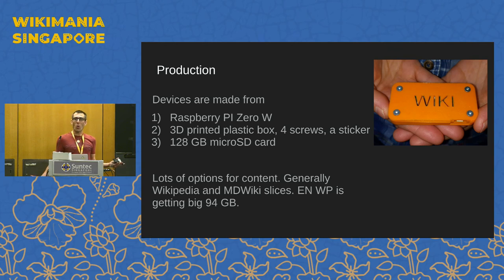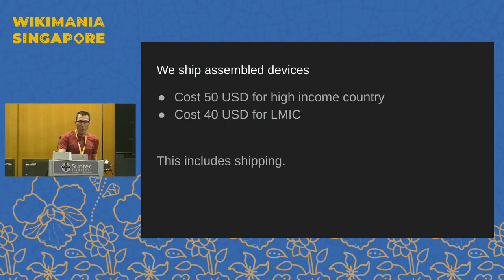We put a 128 gigabyte SD card in this device, which is enough to hold all of English Wikipedia. So what you basically end up with, as mentioned in that video, is lots of content options, from Khan Academy to other educational resources, including Wikipedia, including MDWiki. And this is what we're shipping around the world. We manufacture these devices in Canada. They weigh about 35 grams. We've shipped them to a whole bunch of countries.